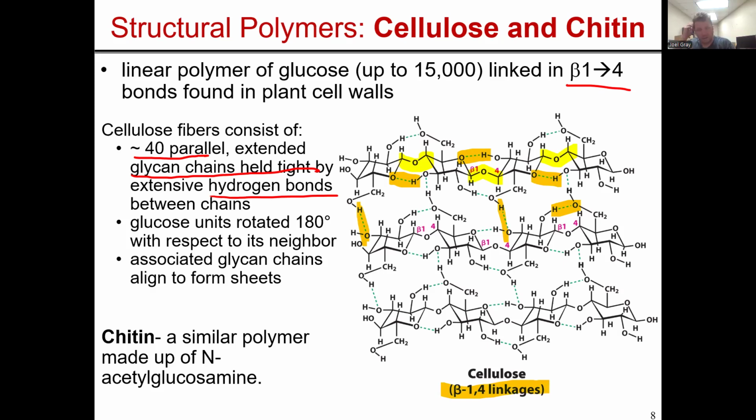And so then it's like, well, in an aqueous environment, that hydrogen bond network is still going to be pretty strong. So that's what the important parts about cellulose are. Now, chitin is a similar polymer made up of, rather than glucose, N-acetylglucosamine. Chitin is the predominant polysaccharide or polymer of exoskeletons for beetles and stuff.